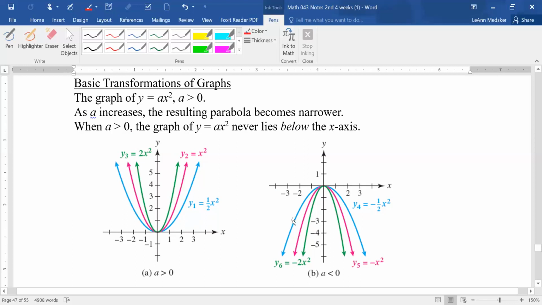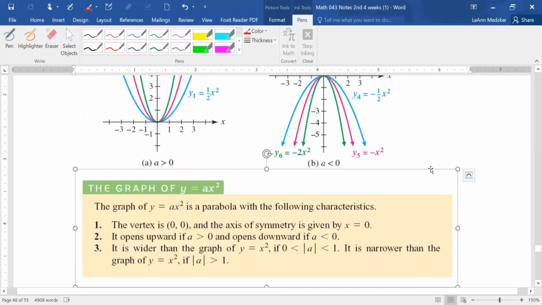And the same thing happens like this, but the only difference is we made a negative on each of the numbers. So the numbers still affect the graph the same way. If the number is 2, it's going to be narrower. If it's a half, it's going to be wider. But the problem is now it's been flipped upside down because of that negative leading coefficient. So that's all we wanted you to see from that picture.